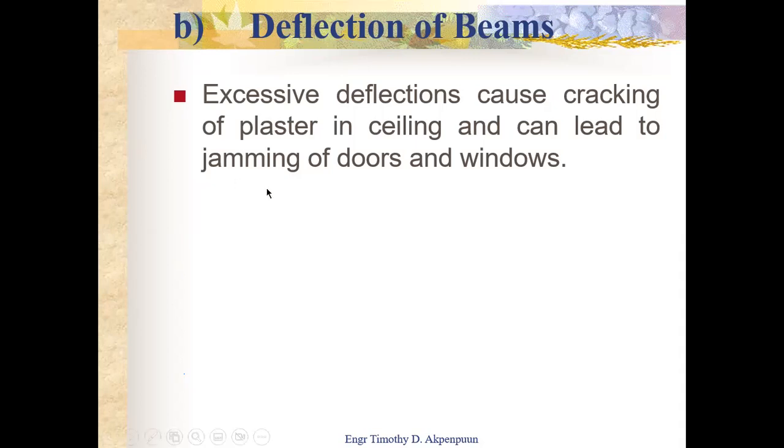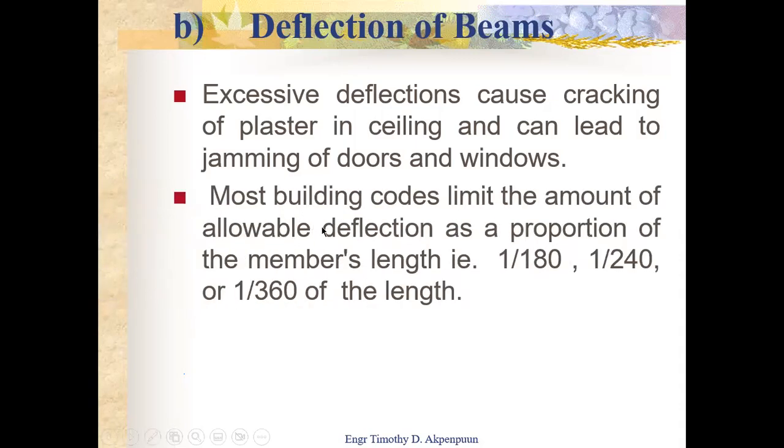Most building codes limit the amount of allowable deflection as a proportion of the member's length. So look at this, these are the allowable deflections. Now, you guys should listen. Allowable deflection means what can be tolerated.